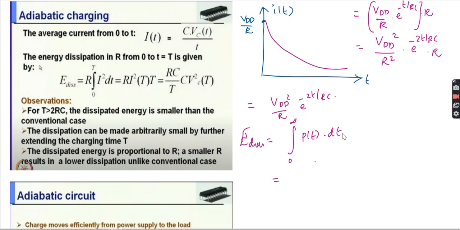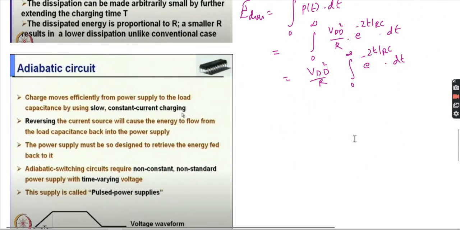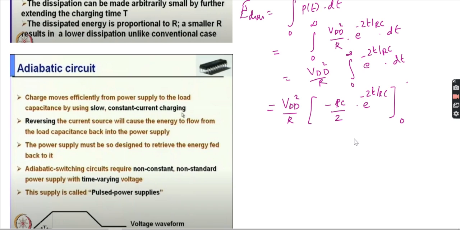Finding the formula. So it is how much? 0 to infinity P of t is nothing but VDD square by R into e to the power minus 2t by RC into dt. This is a constant, not dependent on t, so VDD square by R is taken outside of the integral, leaving the integral from 0 to infinity of e to the power minus 2t by RC into dt. Integrating that will get us minus RC by 2 into e to the power minus 2t by RC, and then apply the limit.